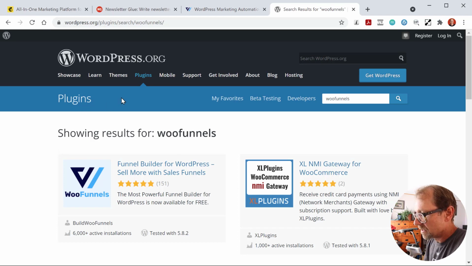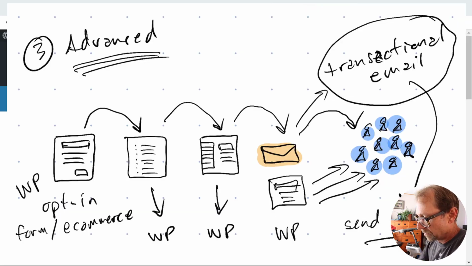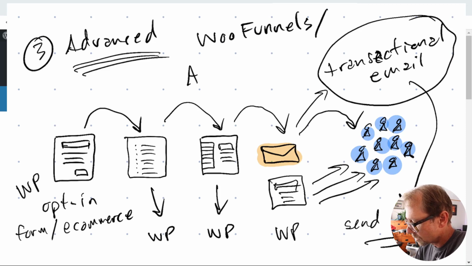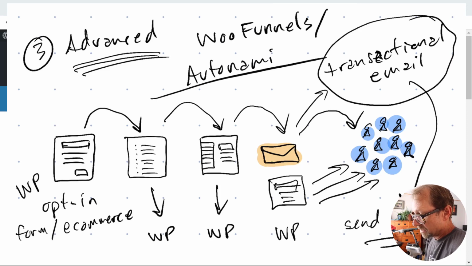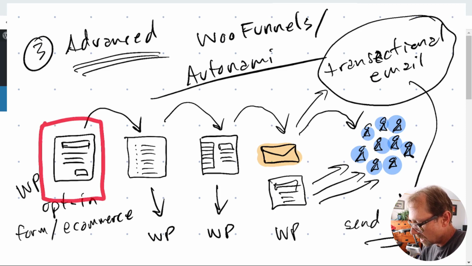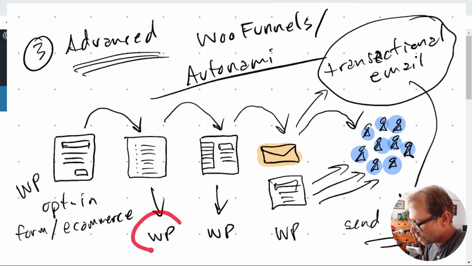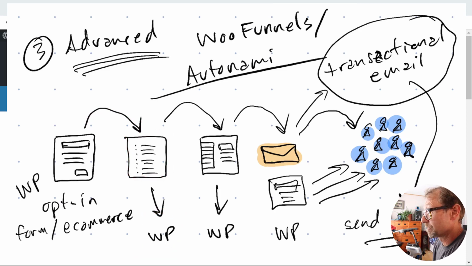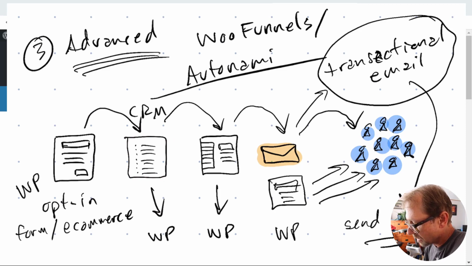But what WooFunnels does is, if we go back to the iPad here, I'm just going to write WooFunnels/Autonami. Basically, taking care of everything in WooFunnels or in Autonami. It's either an e-commerce or opt-in form that can collect email addresses. It places those email addresses on your WordPress database and has a tool, which is a customer relationship management tool or a CRM tool, to be able to manage the database.